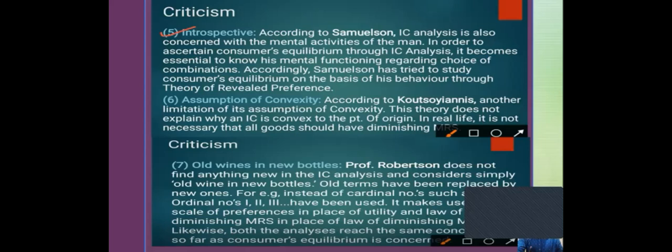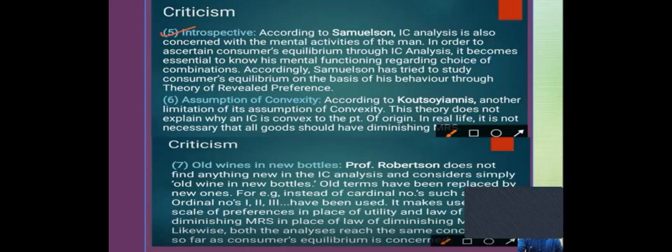And the sixth criticism is the assumption of convexity. According to Coulson, another limitation is its assumption of convexity. This theory does not explain why an indifference curve is convex to the point of origin. Suppose in the case of a concave curve, it is not discussed. And why it is particularly convex to the origin is also not explained. In real life, it is not necessary that all goods should have a diminishing marginal rate of substitution.